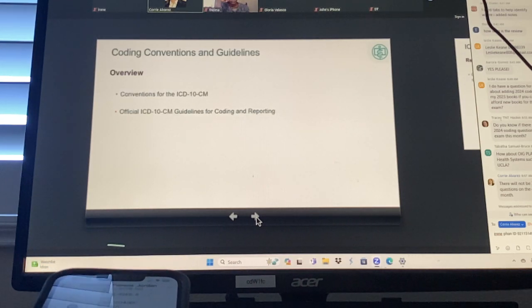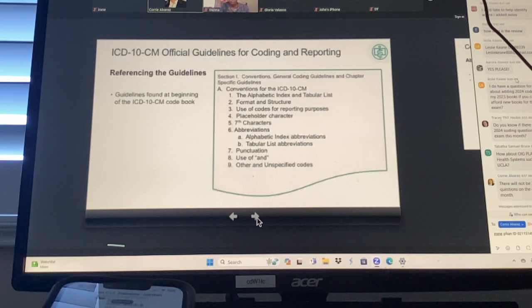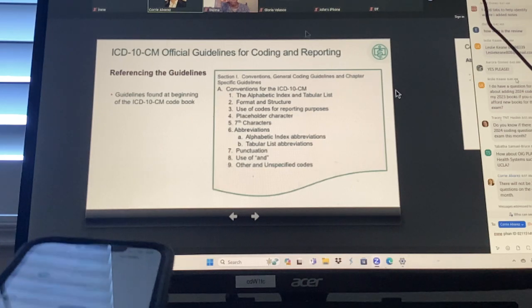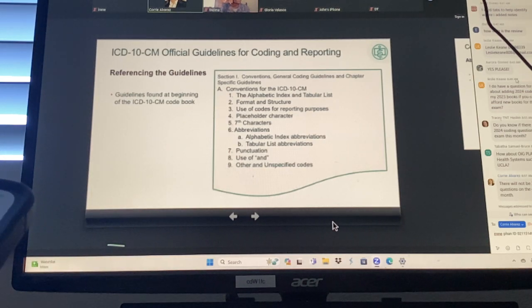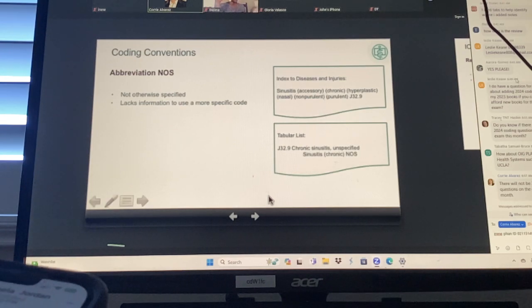So you'll want to know where the guidelines are. They're going to list them as 1A something, and you'll know how to get there. And here's referencing the guidelines. And then in the guidelines are questions like NOS.